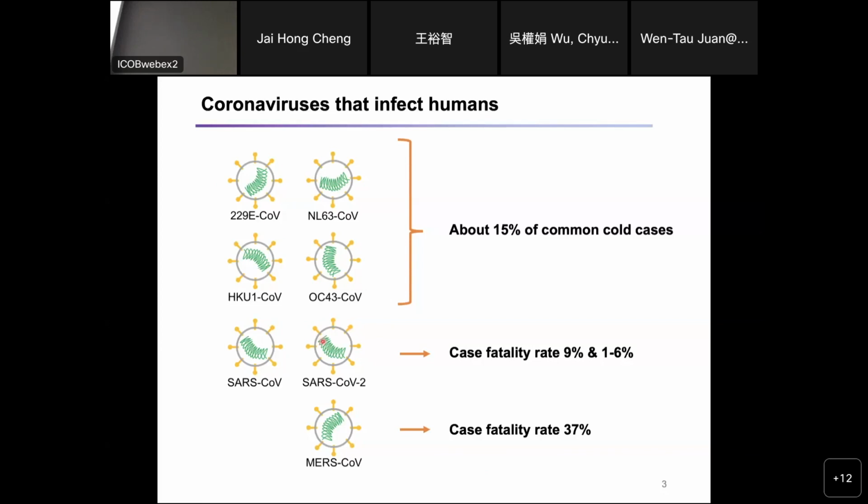And there's SARS-CoV with a case fatality rate of 9%, and there's a related SARS-CoV-2 with a case fatality rate around 1 to 6%. And there's a rare case called MERS-CoV, with a death rate of 37%. And they all have great similarity because they all belong to the coronavirus. So when the pandemic occurs, whether the immune response is specific to SARS-CoV-2 or not is a big question to ask.